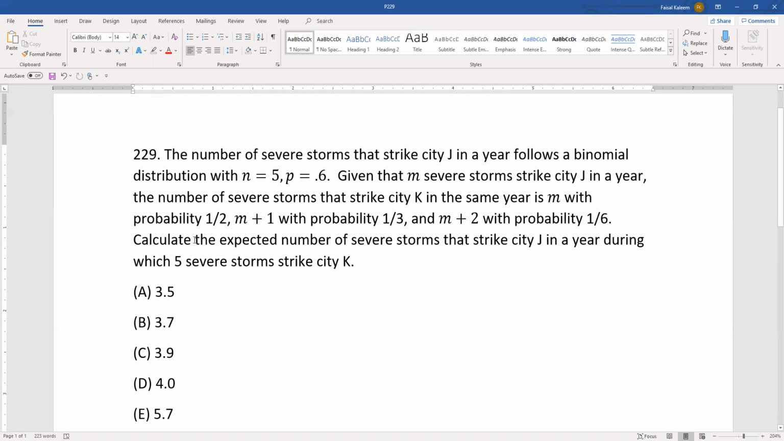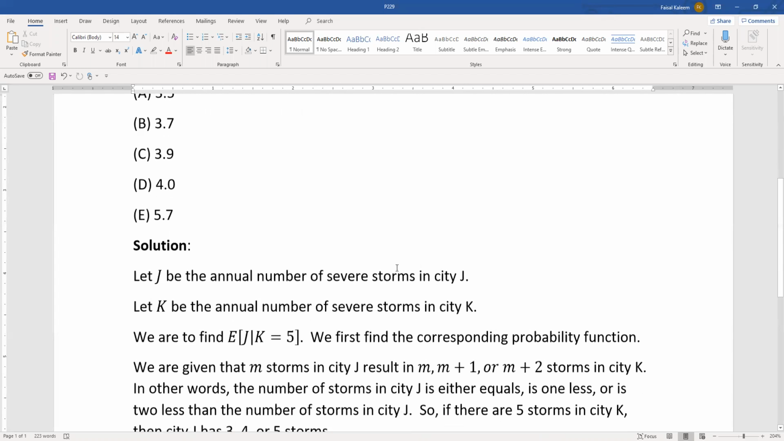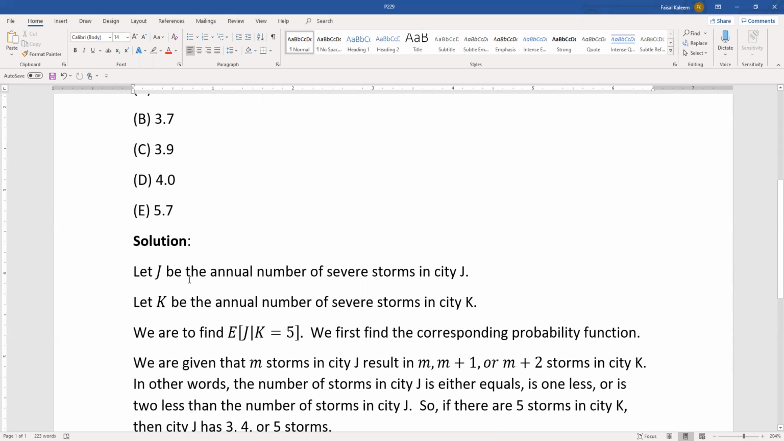So we need the expected value of J storms given K equals 5. So we let J be the storms in city J, K in city K. So we need expected value of J given K equals 5. And these are italicized, so the corresponding italic letter indicates the number of storms in that city.